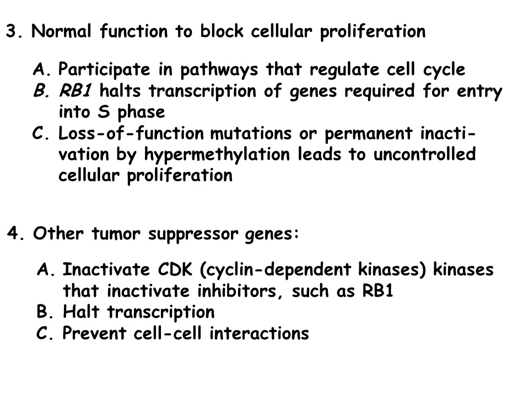Well, normal functions of tumor suppressor genes are to block cellular proliferation. So they participate in the pathways that regulate the cell cycle. For example, retinoblastoma gene 1, this is the gene that's inactivated in retinoblastoma in the kids that have this. And this is a major regulator, as it turns out, in cell cycle control. It halts transcription of genes required for the cell to get into the synthesis phase. Again, it's a loss of function mutation.